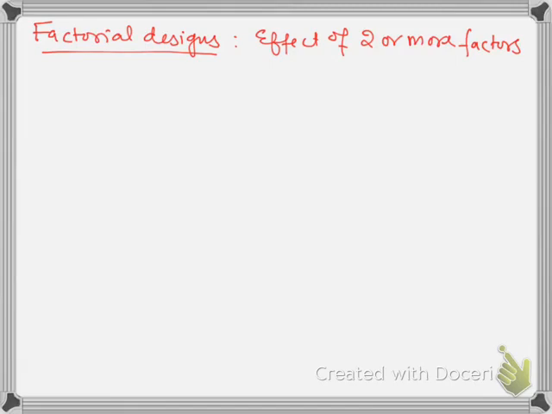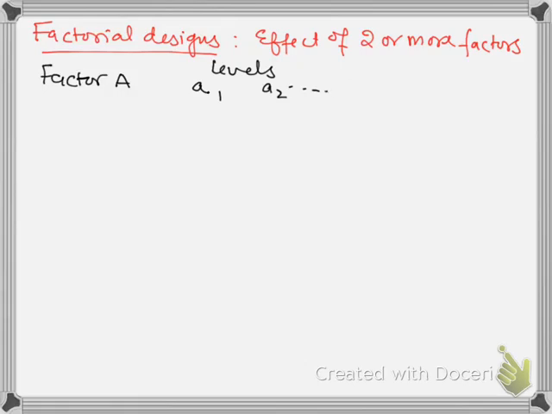By factorial design, we mean that in each complete trial or replication of the experiment, all combinations of levels of the factors are investigated. So for example, if there are two factors, factor A, and it has two levels, A1, A2, let's say, or let's say it has A levels to make it more general.